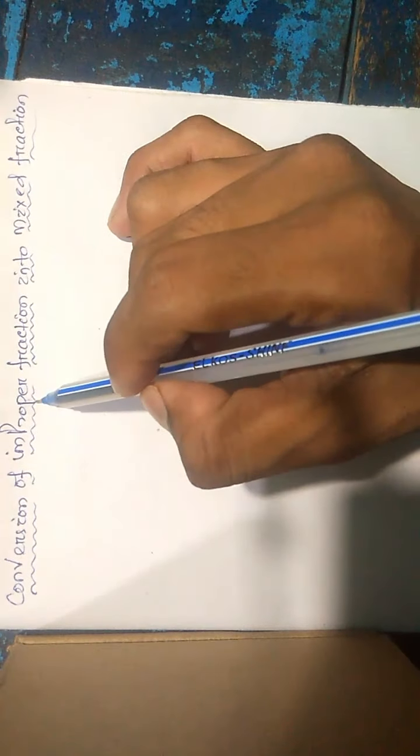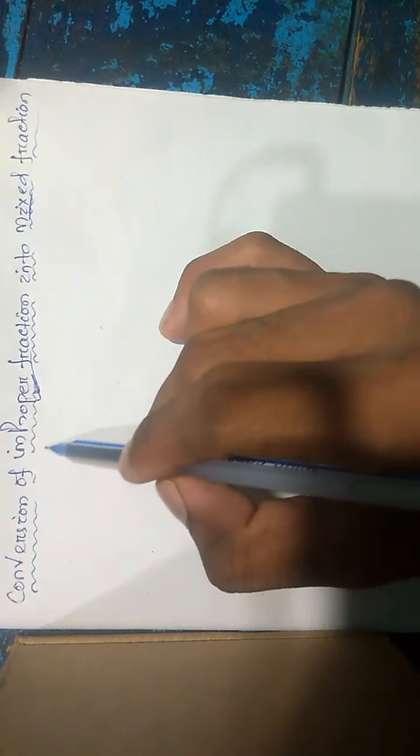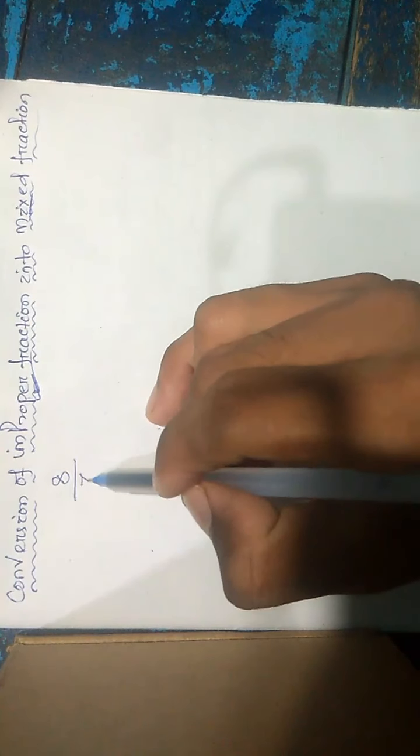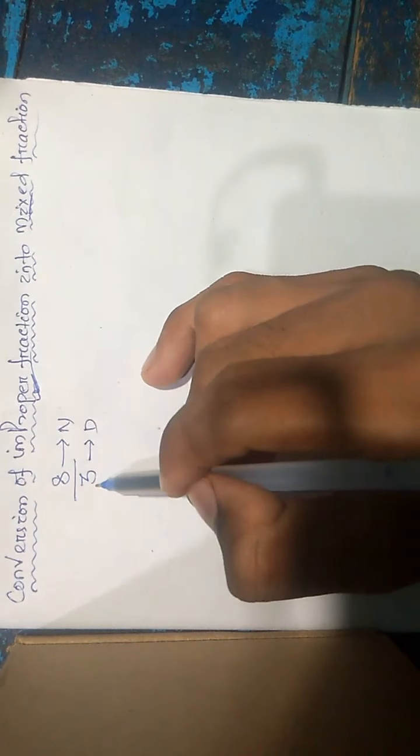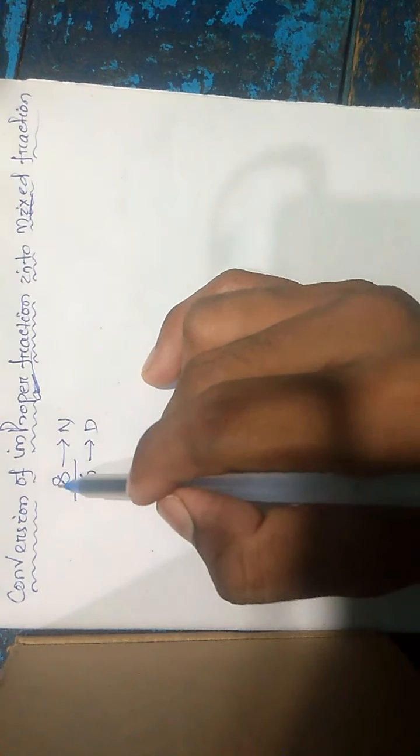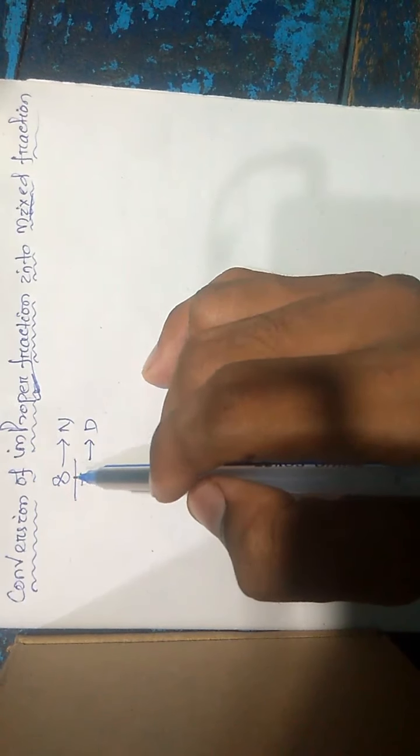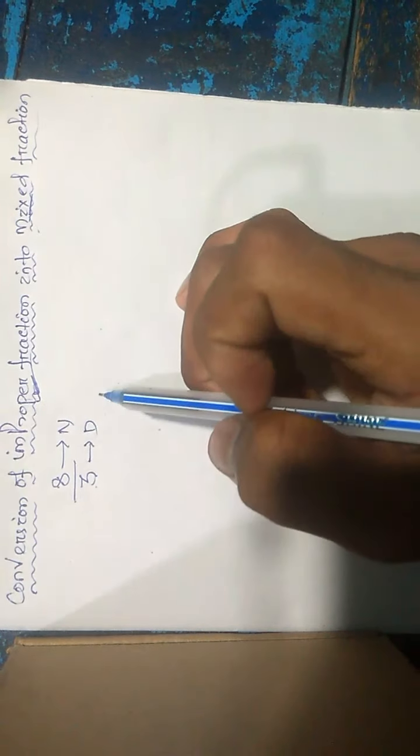Today we will discuss the conversion of an improper fraction into a mixed fraction. As you know, what is an improper fraction? A fraction in which the numerator is greater than the denominator. Here you can see the numerator is greater than the denominator, and such fractions are known as improper fractions. So we have to convert this type of fraction into a mixed fraction.